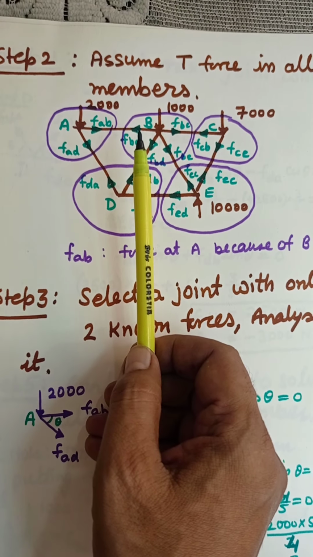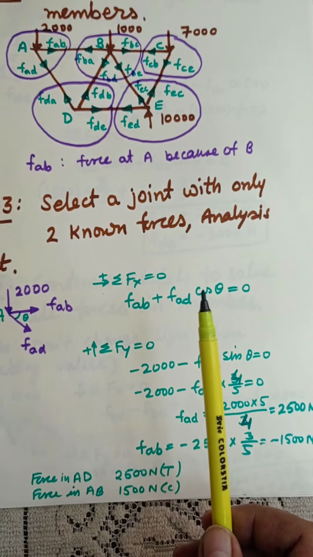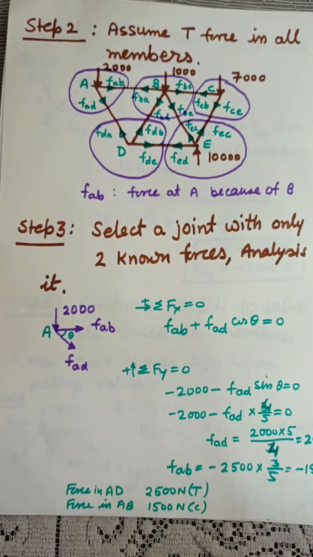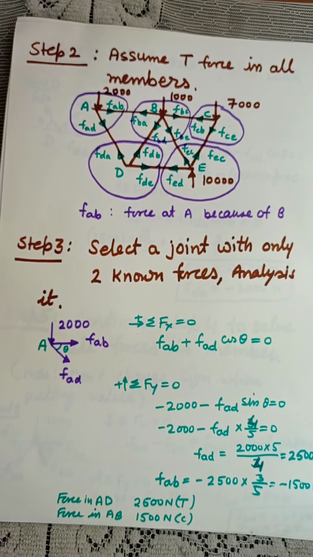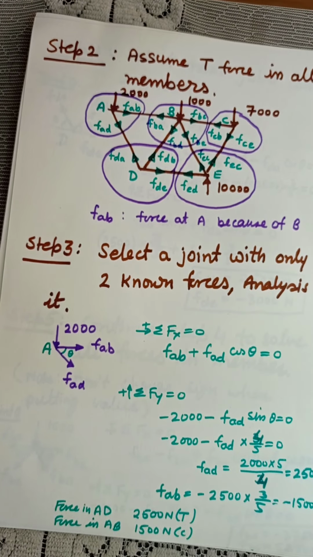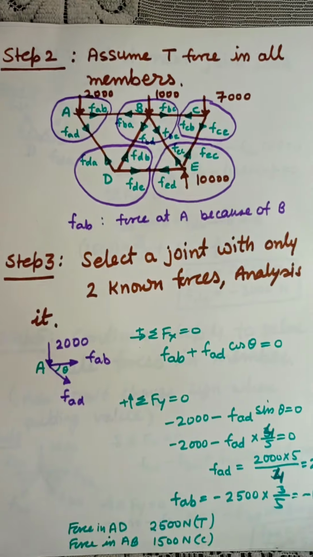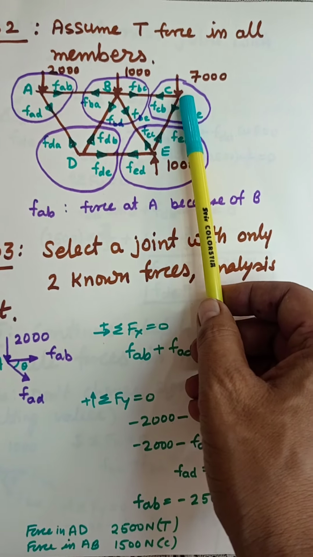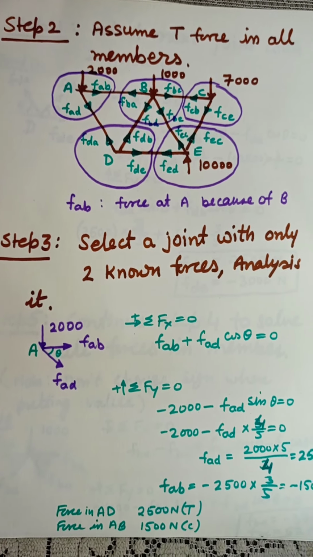Let us proceed further. The next step is to select a joint having only two unknowns, because every joint is a particle, and a particle is in equilibrium by summation Fx equals 0 and summation Fy equals 0, that is, no movement along the x-axis and no movement along the y-axis. We have picked up joint A. We can select any other joint, joint C also. You can start anywhere, but move systematically.